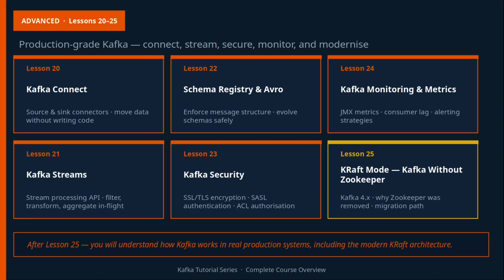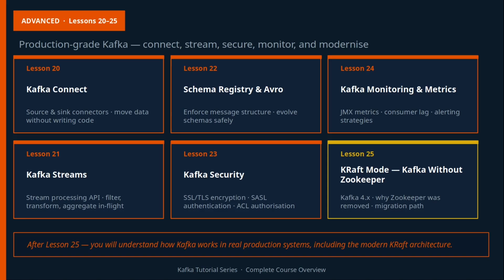Lesson 23 is Kafka Security, SSL and TLS encryption for data in transit, SASL authentication for verifying who is connecting, and access control lists for authorizing what they can do. Lesson 24 is Kafka Monitoring and Metrics, JMX metrics, consumer lag, and how to set up alerting so you know when something is wrong before your users do.